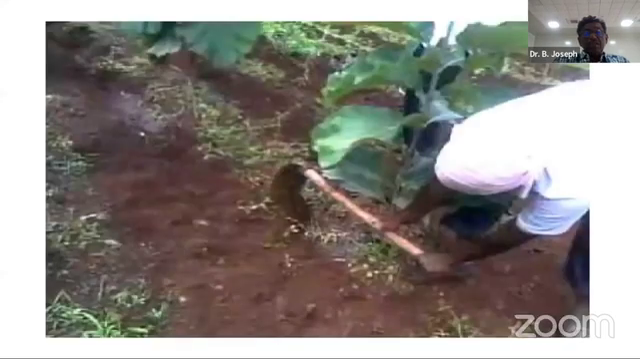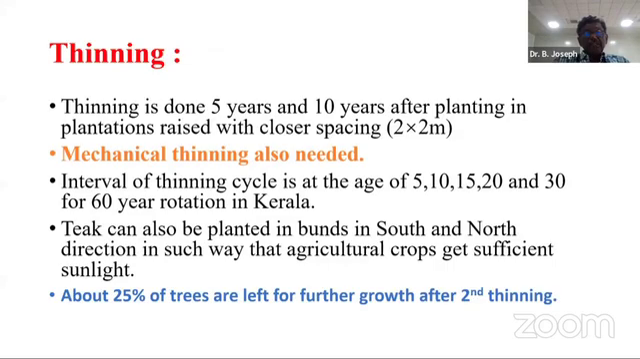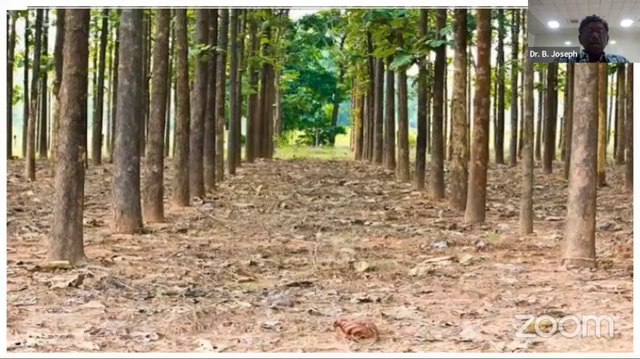Urea, super phosphate and other things. And you can see how the weeding is being done here. Thinning is also done at 5 to 10 years. Then this is how the plantations grow when we plant these things. Depending upon the spacing we adopt, they grow.